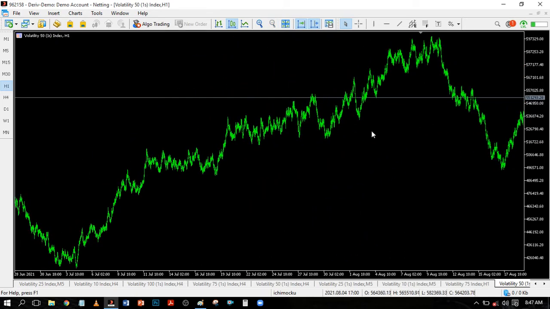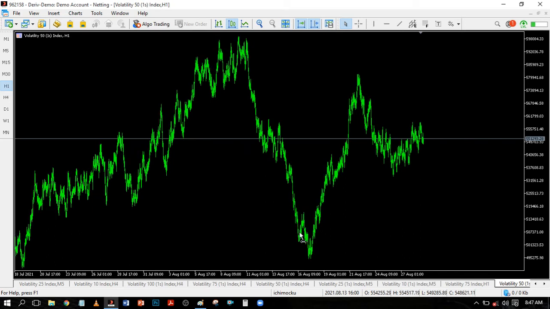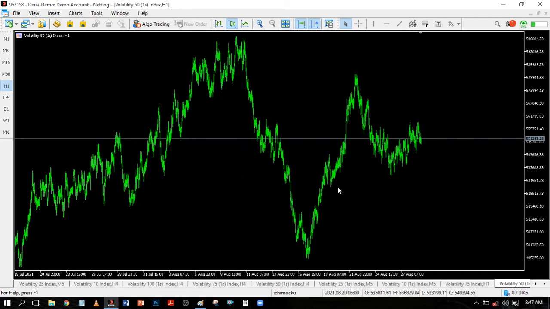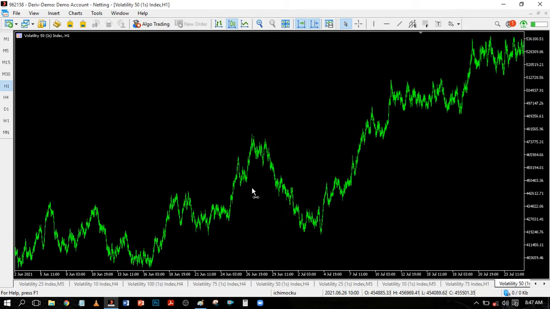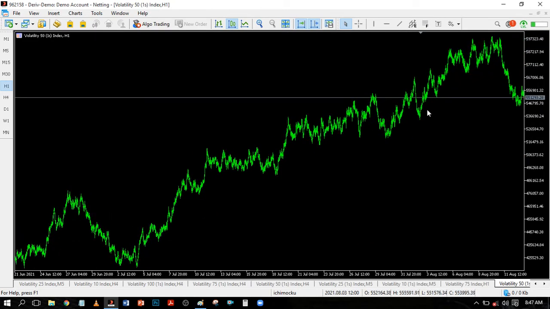If you look at this market, as for me, this particular market is actually in a downtrend. I'll explain to you why later on. Now you can see in this place, it's an uptrend.